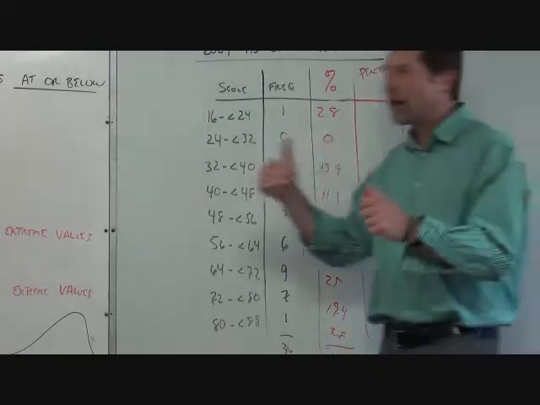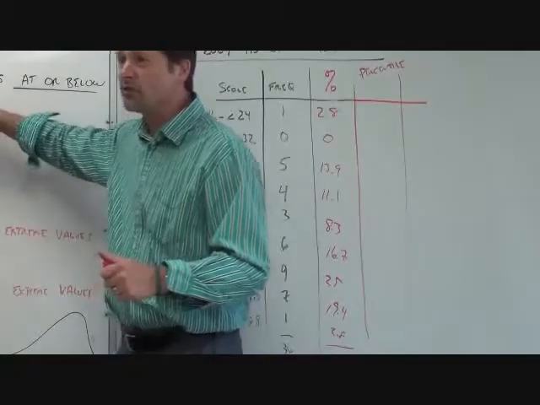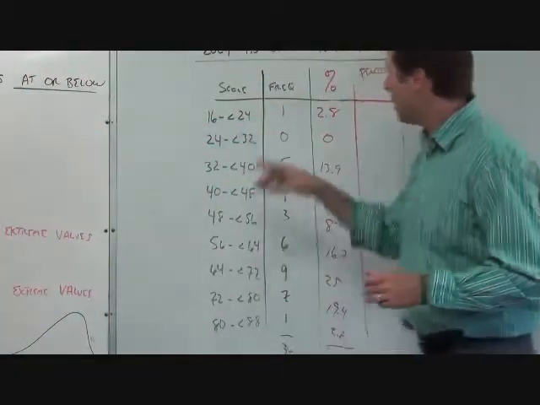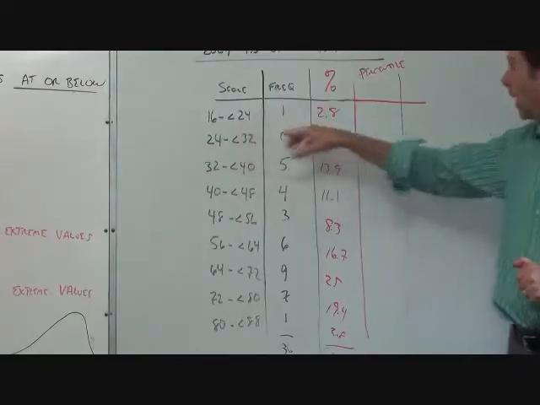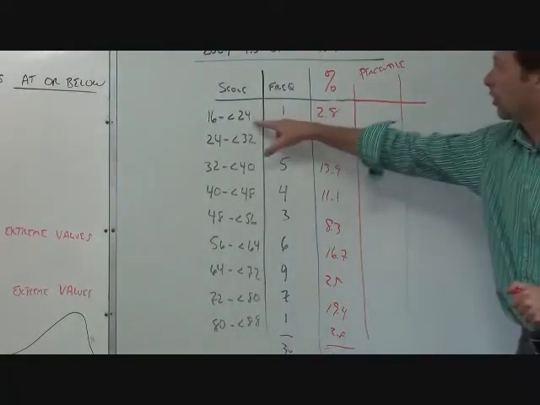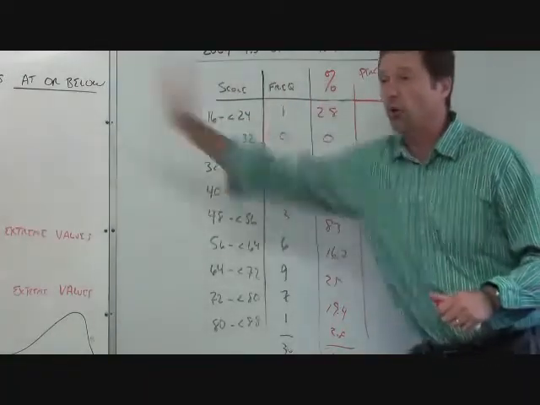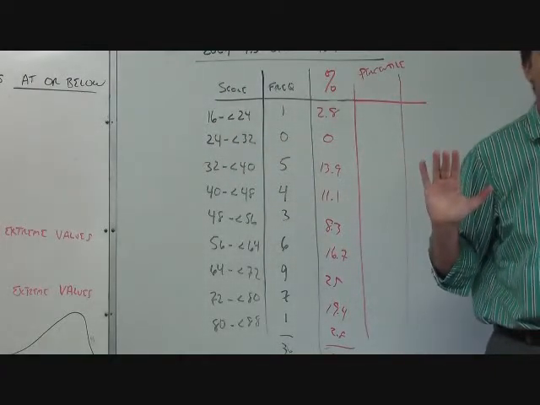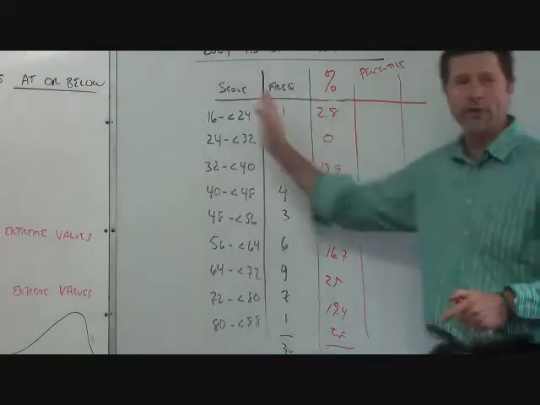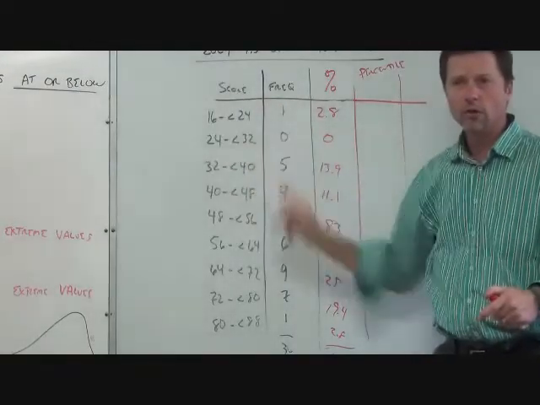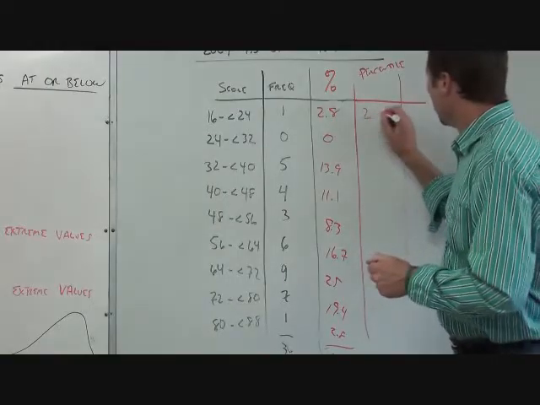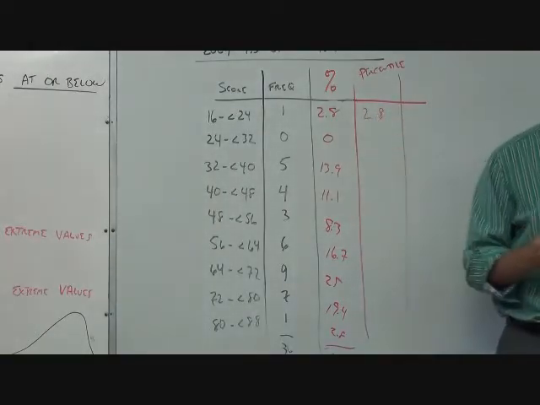All right, let's find percentile. Let's find the percent of scores that are at or below a certain spot. So how about at 24? What percent of all of these scores is at or below 24? 2.8, right? Is there only one score that was at or below 24? The 1 over 36, and there it is, 2.8? I agree.